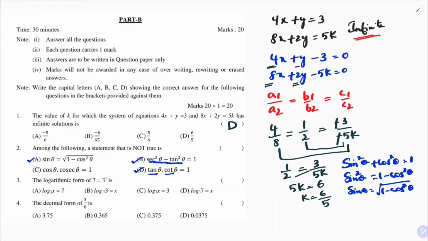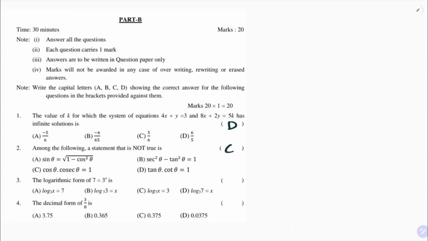This is false because, see, if I write here cos theta and cosec theta, the cos theta value is adjacent by hypotenuse and cosec is hypotenuse by opposite. Hypotenuse cancels and we get adjacent by opposite, which is not 1. So here the correct option is C, because among the following, the statement which is not true is C.